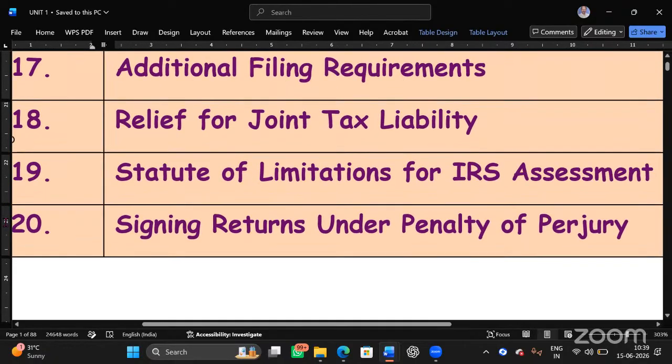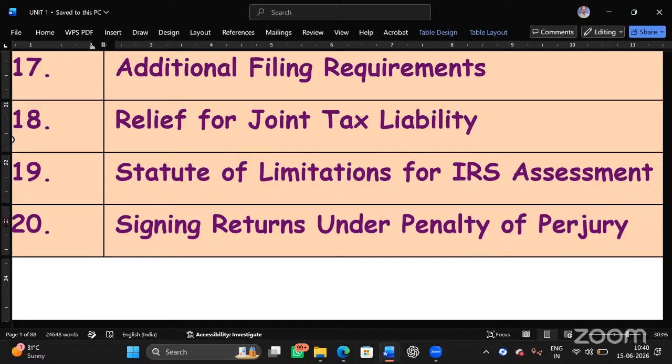Finally, at the time of filing of the tax return, unless the return is signed by the taxpayer, that document itself is not valid at all. It is not the return at all. That is the reason the document must be signed. Who has to sign? Under what circumstances? Any other person can also sign on behalf of the taxpayer. So those rules are very clearly given.